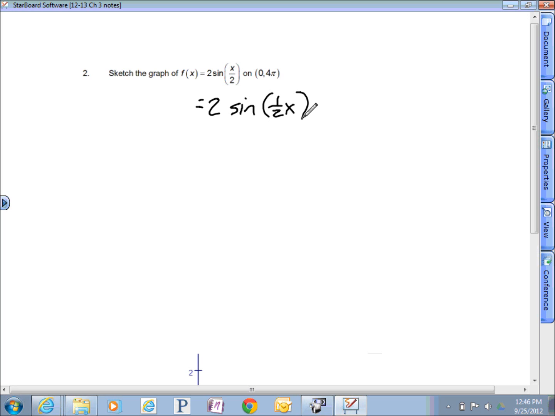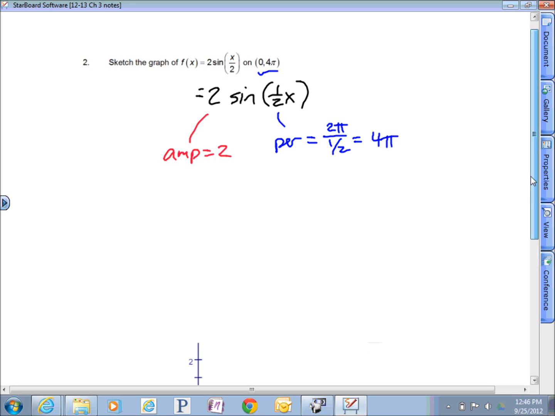Well, we would know that its amplitude would be 2, which means the wave height would go up to 2 and down as low as negative 2. It wouldn't have a vertical shift or a horizontal shift, and for the period, b is 1/2, so the period would be 2 pi over 1/2 or 4 pi, which coincidentally makes sense because that was the interval we were asked to look at.